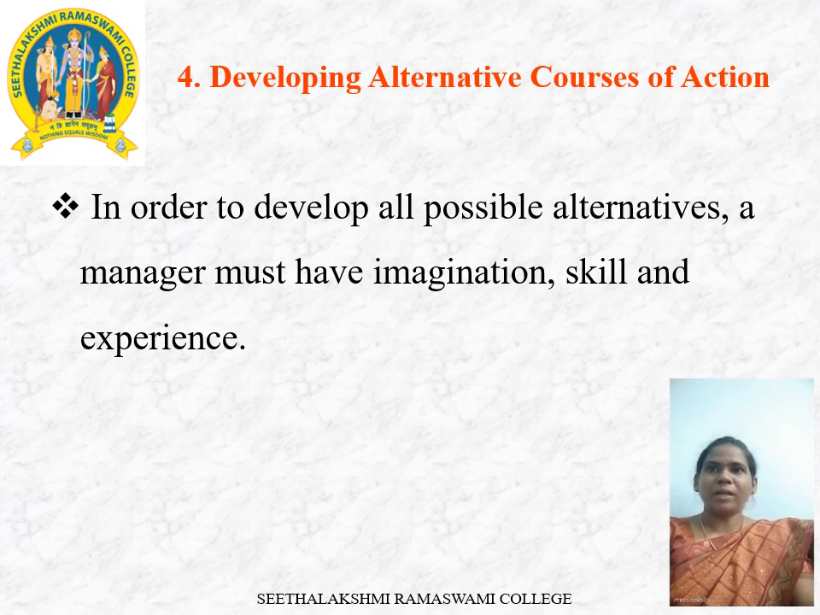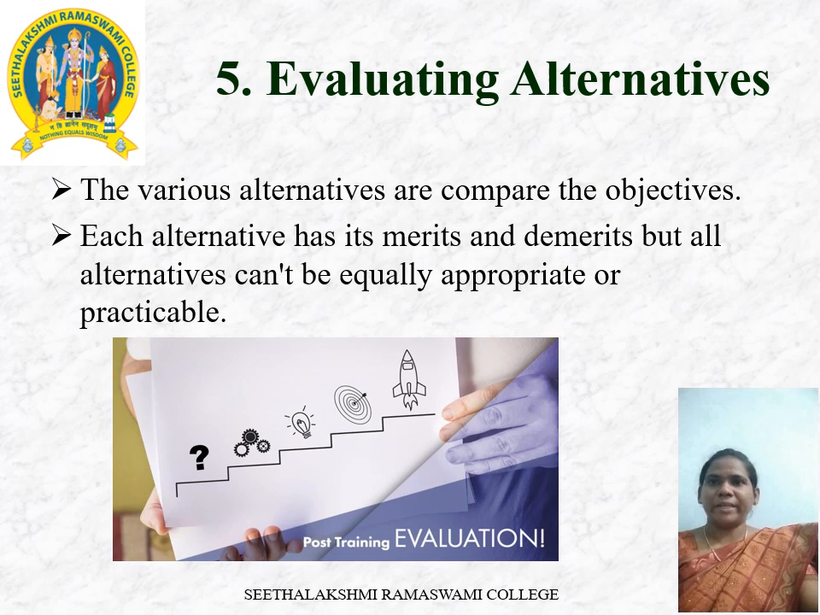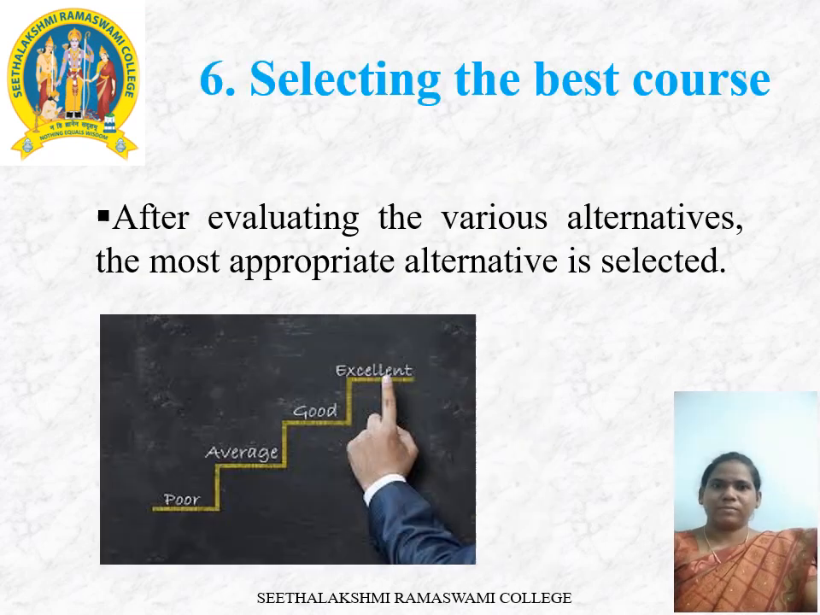Fourth step, developing alternative courses of action. There can be several ways of achieving the same objectives. The various available alternatives should be identified. Fifth step, evaluating alternatives. Once the alternative courses of action are identified, the next step is to evaluate them. By evaluation we mean studying the merits and demerits of each alternative, which should be checked carefully to decide on its suitability.